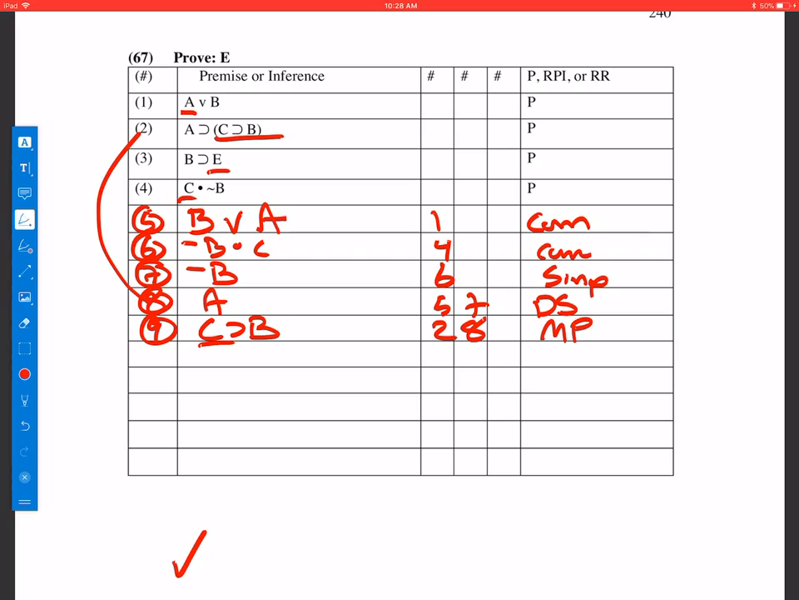I am after the E, which means I need a B. So I need a C. There's a C in line 4. Let me get it by simplification. For simplification. Now 9 and 10 give me the B. 9, 10, modus ponens. Okay, with that B, I was going to get my E.